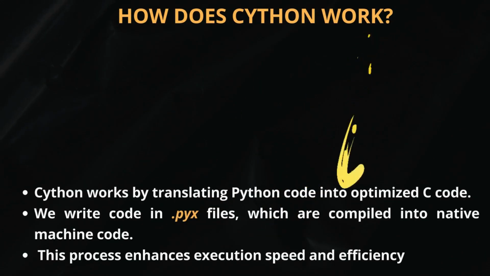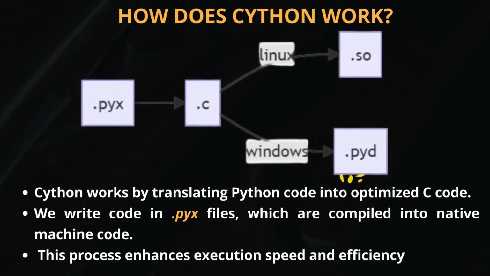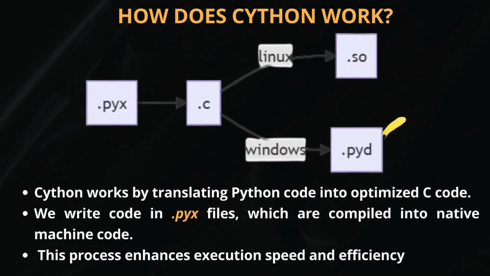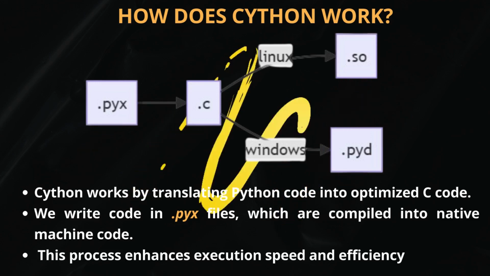How does Cython work? To use Cython, you write code in .pyx files, which are similar to Python files, but can include type declarations and Cython-specific syntax. Cython code is then compiled into C code using the Cython compiler. The resulting C code is then compiled into native machine code for execution.